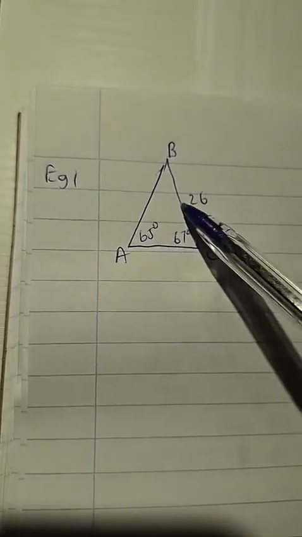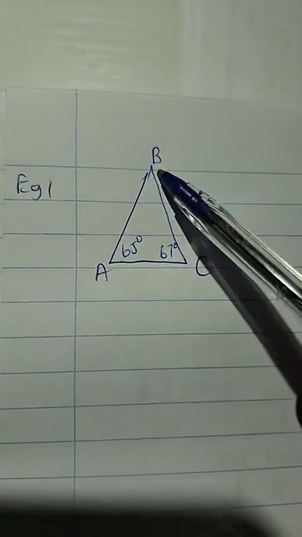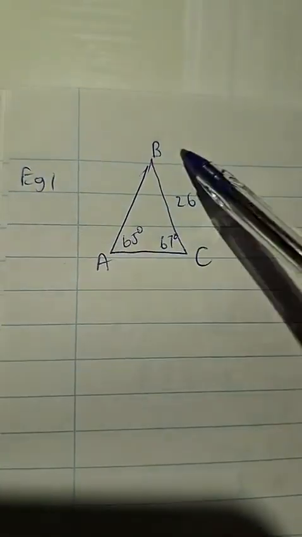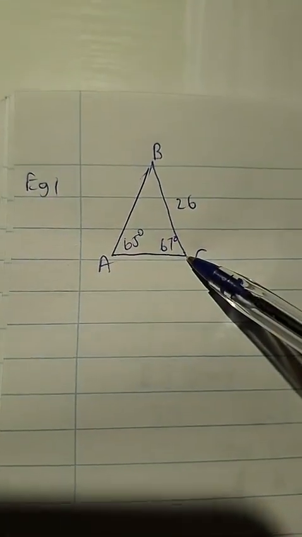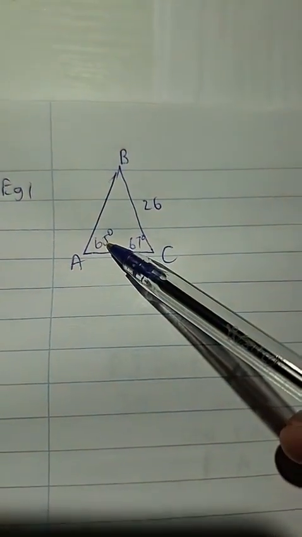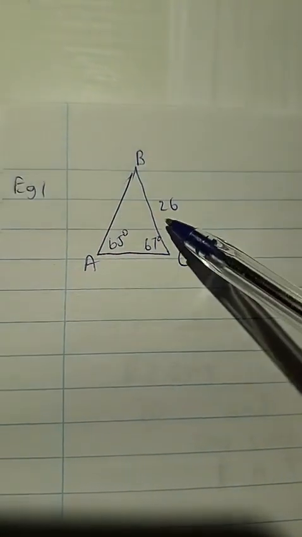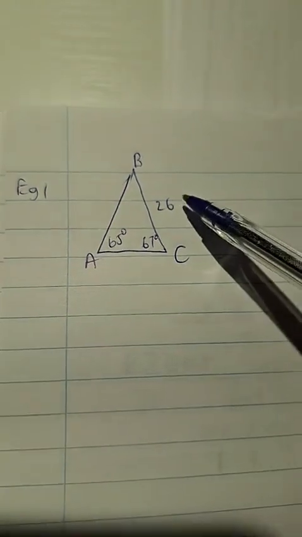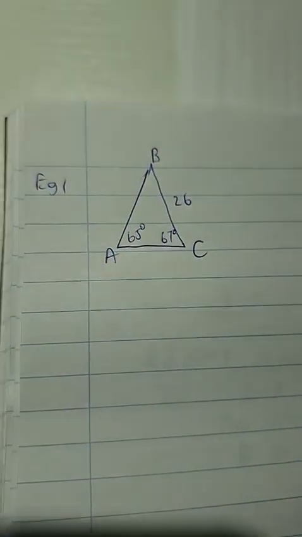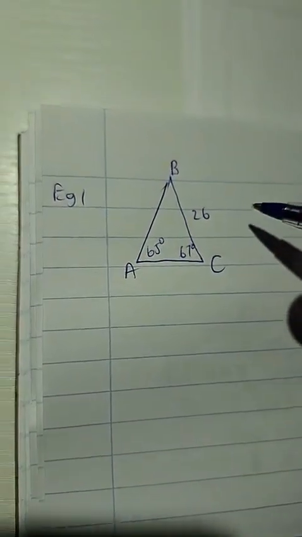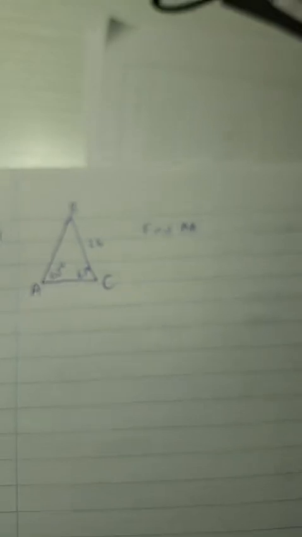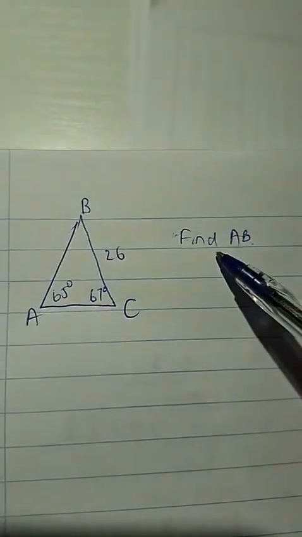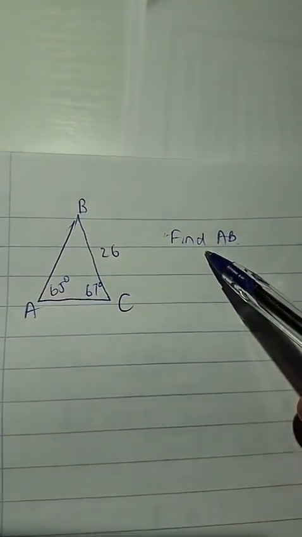All right, so here we are. We have BAC. This is the triangle. 65 degrees is this angle, 67 degrees is that angle, 26 is there. And what they are asking here is for us to find AB. Oh, okay, I hear you. All right, I'll answer that question very shortly.